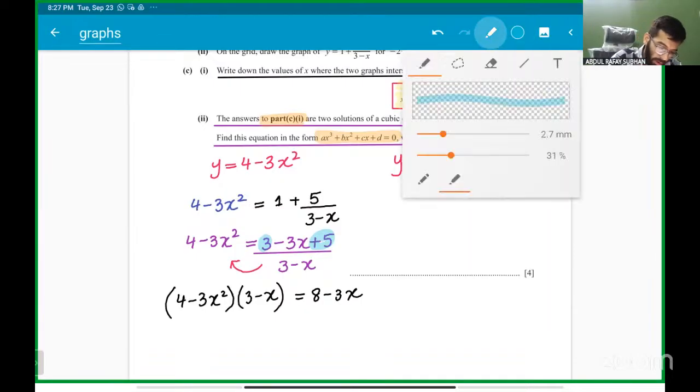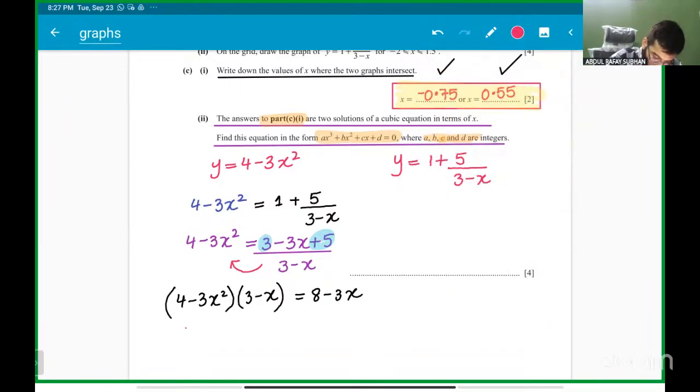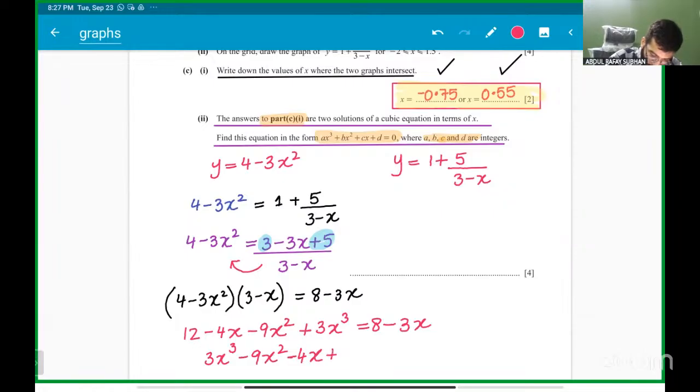So it will be 4 3s are 12 and minus 4x, and minus 3 3s are 9, so minus 9x squared and plus 3x cubed equals 8 minus 3x. So we got 4 3s are 12, minus 4x, minus 9x squared, plus 3x squared, plus 3x cubed. So it will be 3x cubed minus 9x squared, and we got minus 4x plus 3x.